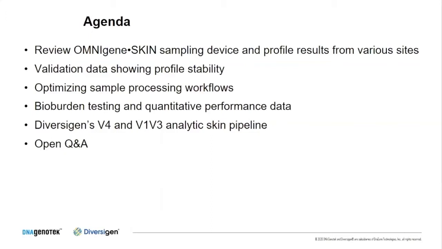So we will start by reviewing DNA Genotek's newest product, OMNIgene SKIN, for the sampling of skin microbiome. We'll quickly look at how this device can be used to profile various skin sites. Then we'll move on and present to you some of the validation data for this product, which will demonstrate sample stability. We'll also look at how you can optimize your sample processing workflows to obtain better results, and also look at some of the bioburden testing and quantitative performance data for this product. Then we'll move on to Diversigen's V4 and Viv3 analytical skin pipelines, and then open it up for a Q&A.